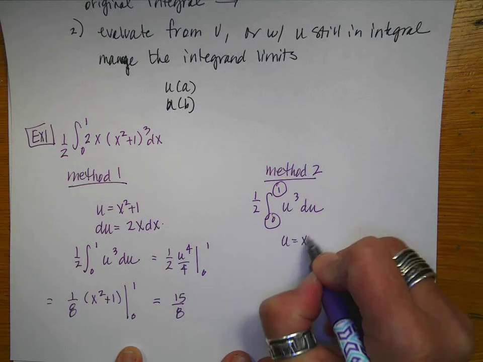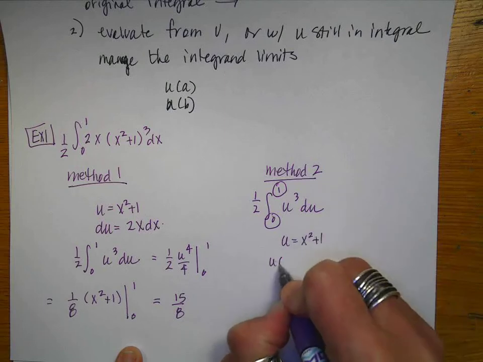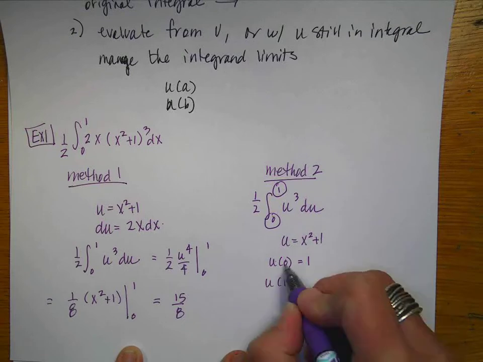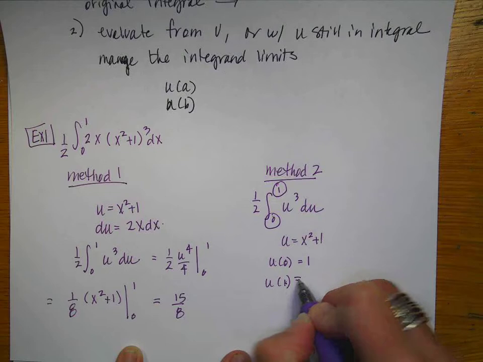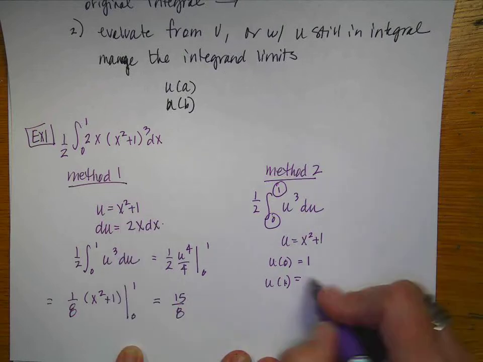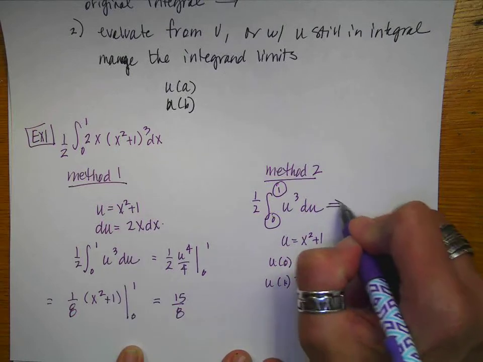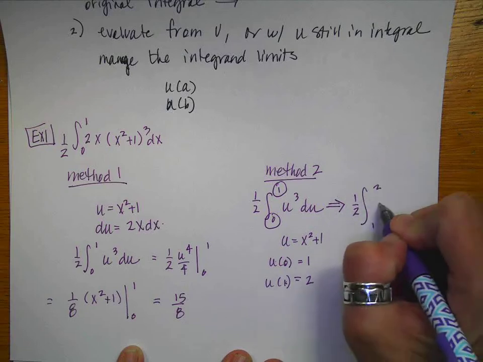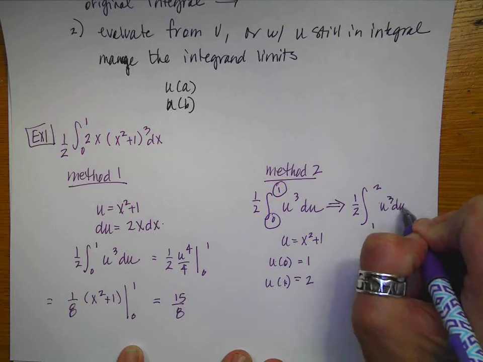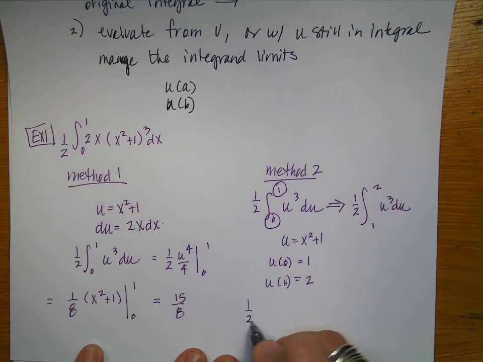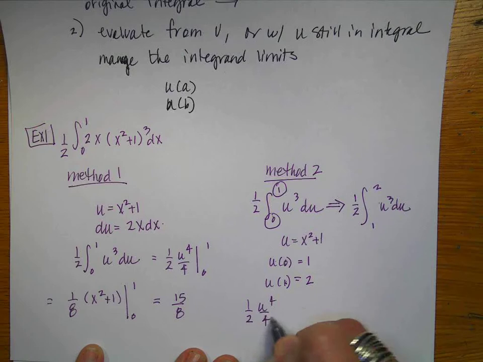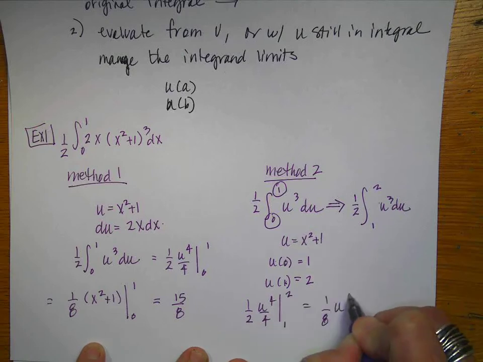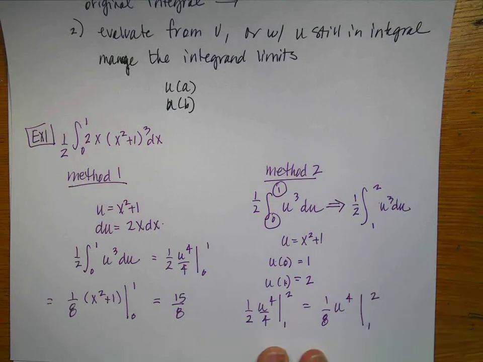So my u is x squared plus 1, so I'm going to do u of 0, and I get 1. And I'm going to do u of 1, and these are your original integrand limits. And when I do 1 squared plus 1, I get 2. So if I evaluate from u, this is going to become the integral from 1 to 2 of u cubed du. I'll come down here. This is a half, and I get the same u to the 4th over 4, but now I'm evaluating from 1 to 2, so this is 1 over 8 u to the 4th evaluated from 1 to 2.